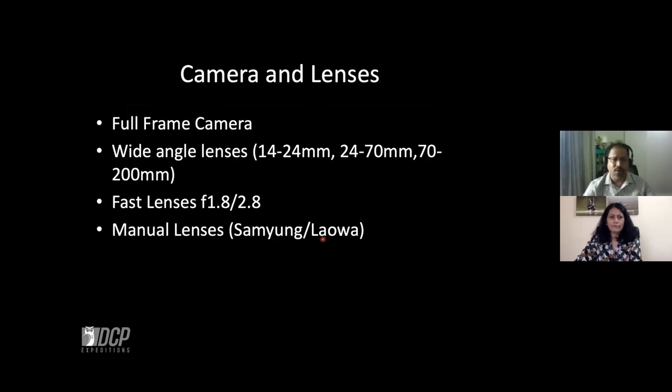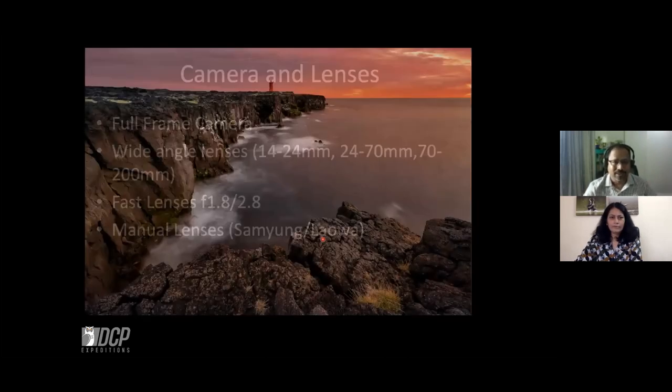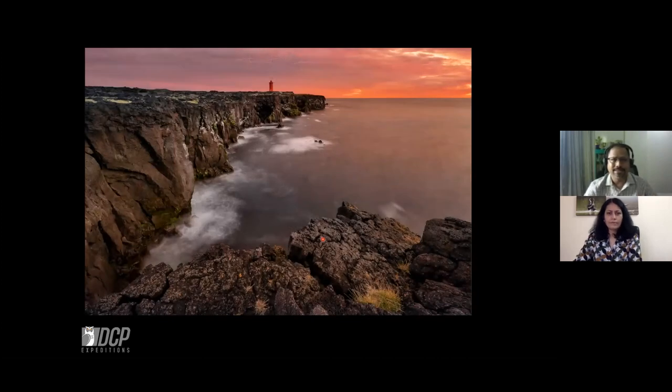So you have a couple of options here in lenses. Now, this is a typical example. This particular lighthouse is shot during the sunset with 14-24mm lens, okay? And that's why you see a very wide angle shot. You can see the rocks. And in fact, there was a small streak of my tripod also visible in this image, which I just blurred off. It is so wide, that 14-24 Nikon.